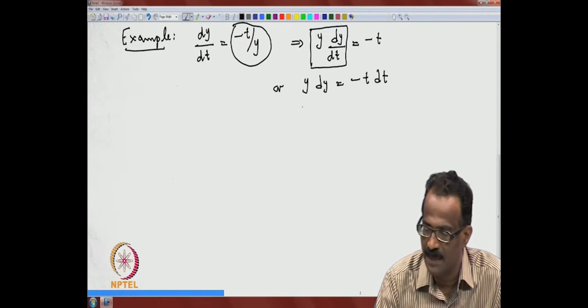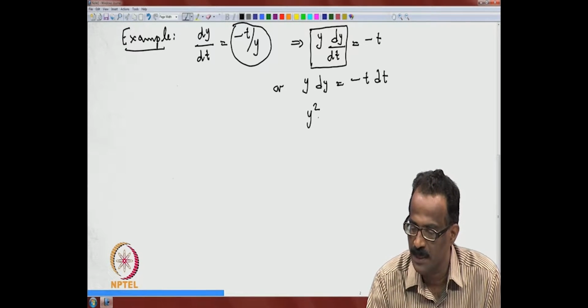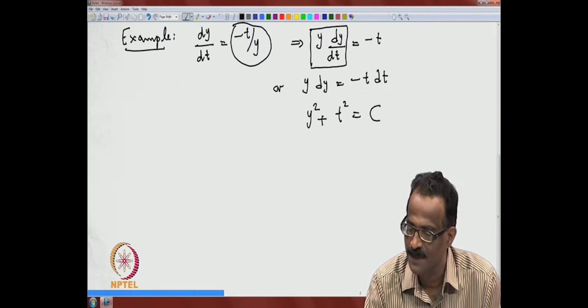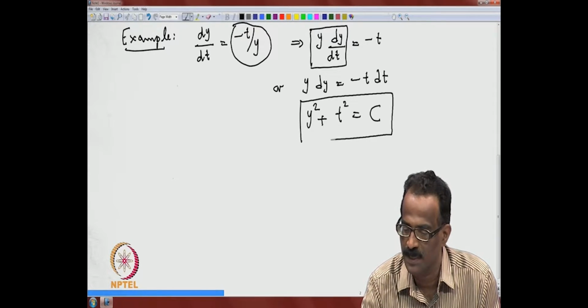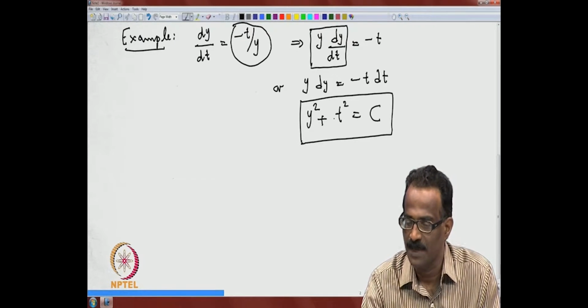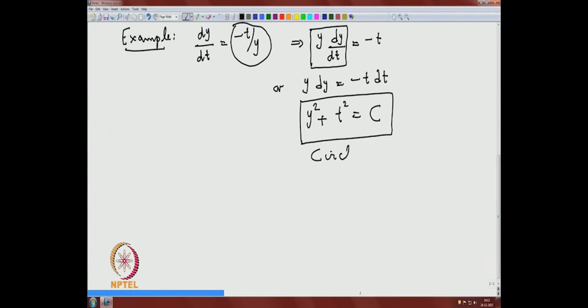So, if you integrate that one, you will get y square plus some constant plus t square equal to constant. You see, that is a general solution for this first order equation, but we want to understand this graph. These are nothing but circles, you see this equation of the circle in the implicit form. So, I want to understand the solution curves here.